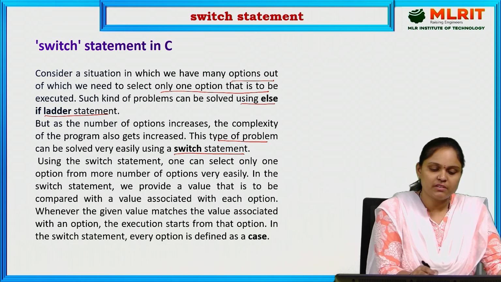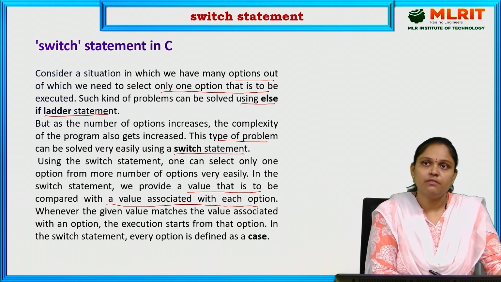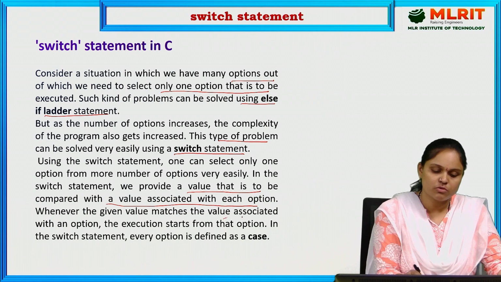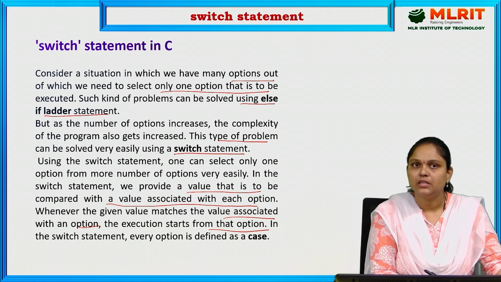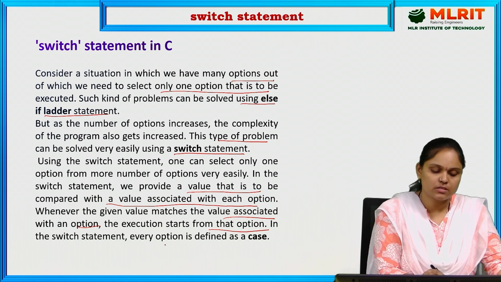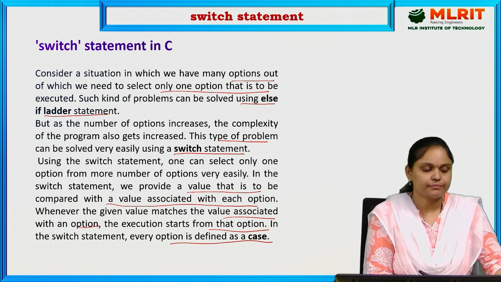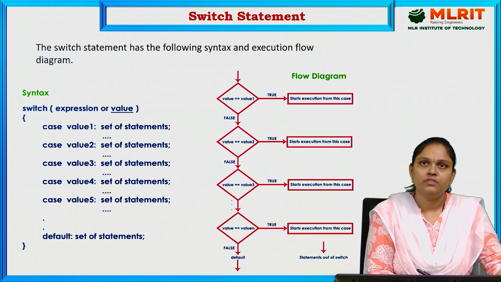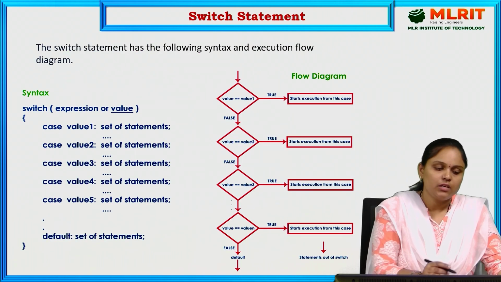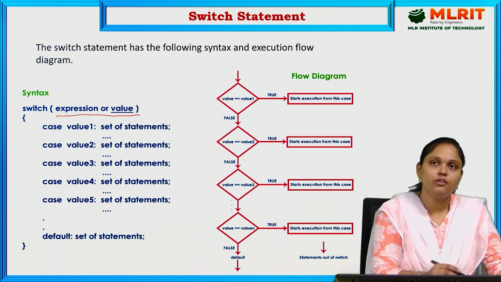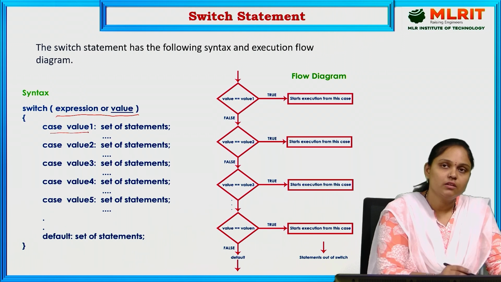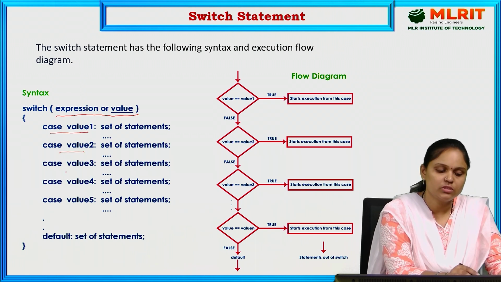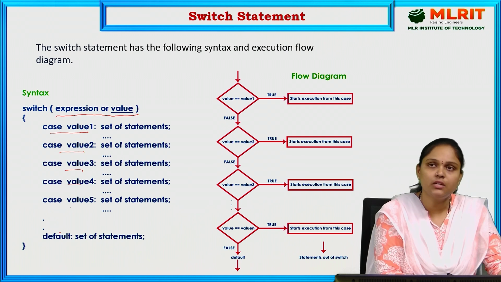Here the statement will provide a value that is compared with the value associated with each option. Whenever the given value matches the value associated with the option, the execution starts from that option. In a switch statement, every option is defined as a case. So this is the syntax of the switch and also the flow diagram. Here in switch, we are giving the expression or value or a variable. Inside the switch, there is case 1, case 2, case 3, case 4, and so on, like multiple cases we can give.